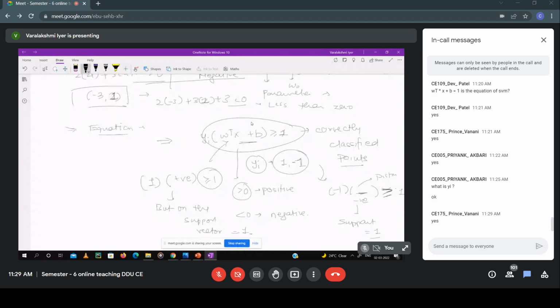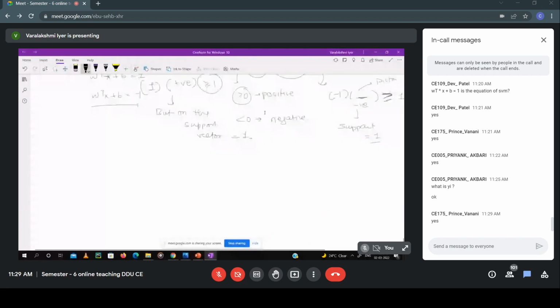The family of equations that we had created was a hyperplane equation, W transpose X plus B equals 0, and W transpose X plus B equals 1 for the positive side of the hyperplane that we were passing through a support vector, and W transpose X plus B equals minus 1 for the hyperplane we were passing through the negative side. So in short, we had created 3 hyperplanes in our data set.